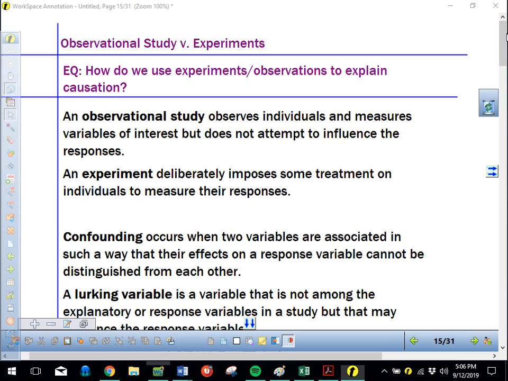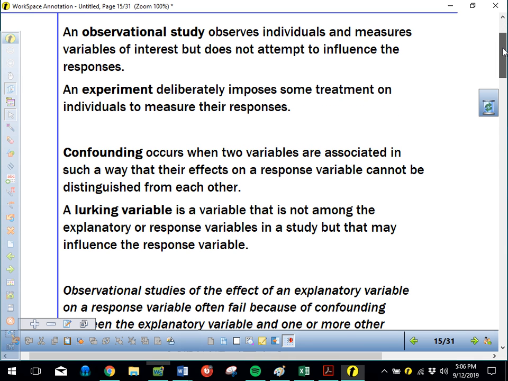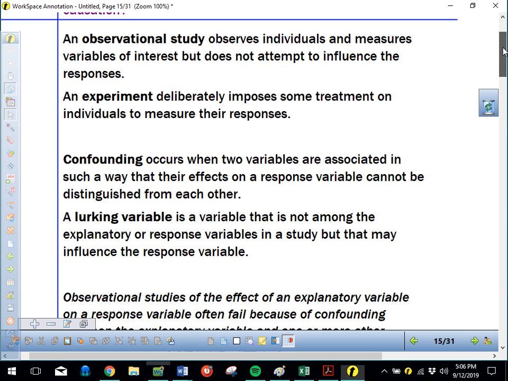All right, so this is probably going to be a little bit of information, but I'm just going to walk you through it. So we're talking observational studies versus experiments. How do we use experiments, observations to explain causation? This first part we went over in class, but I'll just go over it again so that you have it to review.